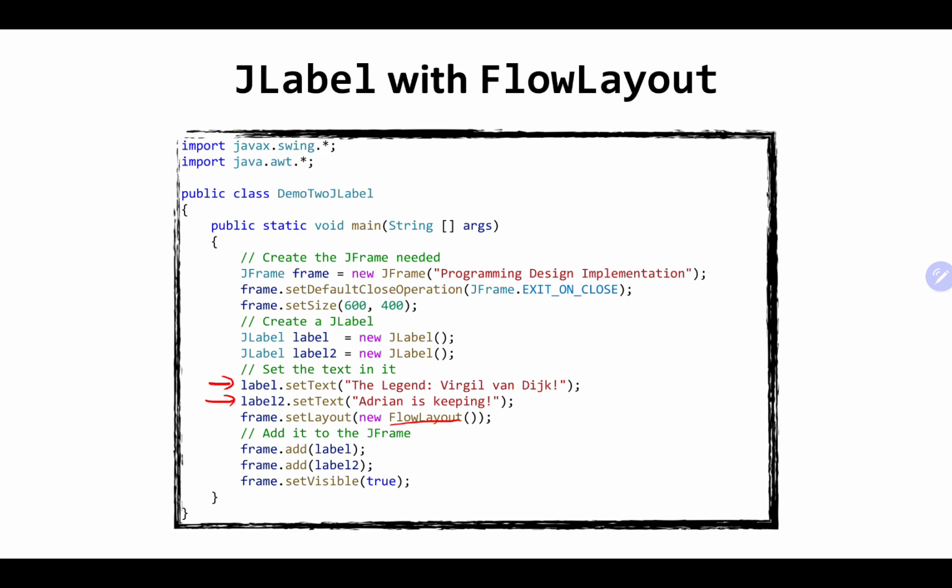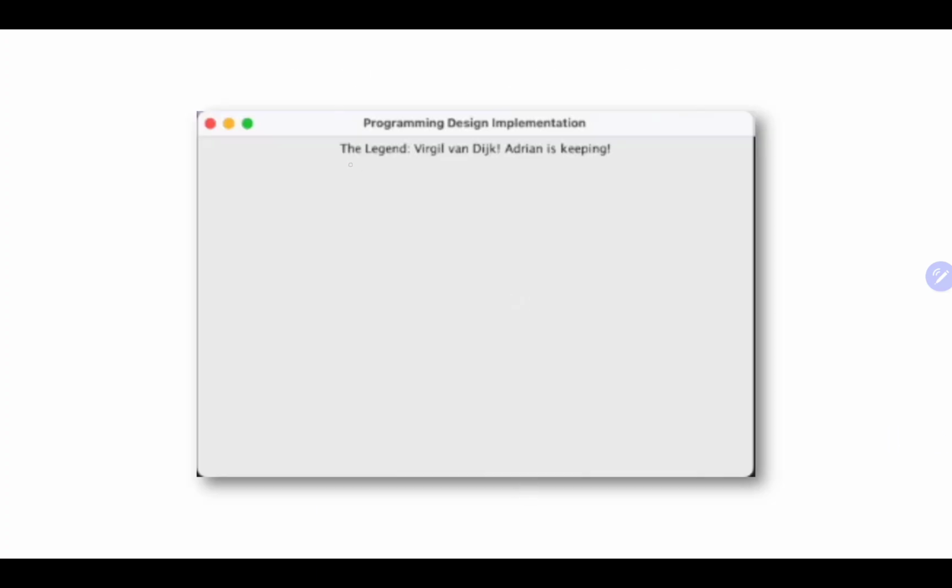So when we run this code, you can see it is actually at the center. We lay it at the center, and then we have two labels here, the first one, the legend Virgil van Dijk, and also Adrian is skipping. So this one is our first label, this one is our label 2. So this is how you use flow layout.